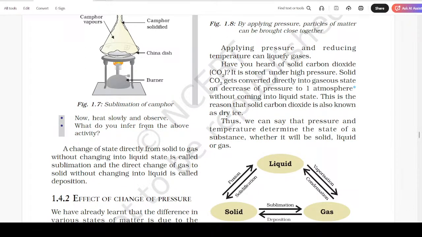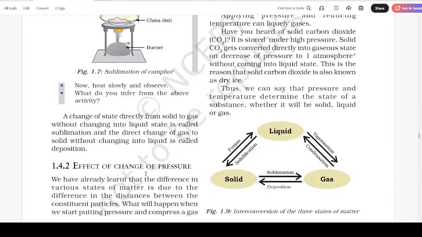What do you infer from the above activity? A change of state directly from solid to gas without changing into liquid state is called sublimation, and the direct change of gas to solid without changing into liquid is called deposition.